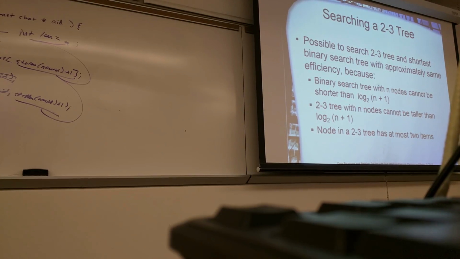And since it will always be balanced, it will always have a max height of log base 2 of n plus 1. So you have approximately the same efficiency because you're guaranteed to always have the minimum height of the equivalent binary search tree. And each node is going to have at most two values, but a lot of them just have one value. So you're really close to the same amount of efficiency. What you lose in having to do an extra comparison when you have two values, not one, you gain by the fact that you're guaranteed to always be minimum height.